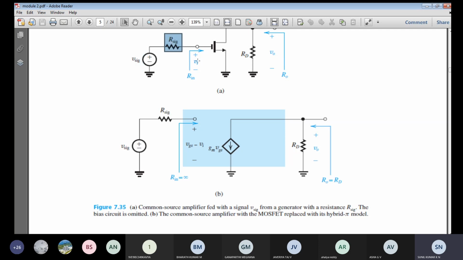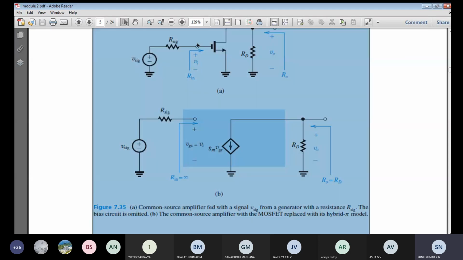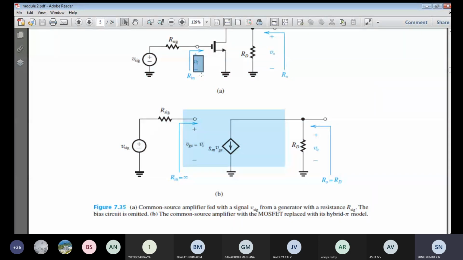Even though R signal as well as Rin is there, since Rin is equal to infinity, effectively all the signal voltage will appear across the input side. So that will be applied across VI without any loss, because Rin has a very high value compared to R signal. So voltage division does not take place, and completely all the signal voltage will be coupled to the input side of the common source amplifier.